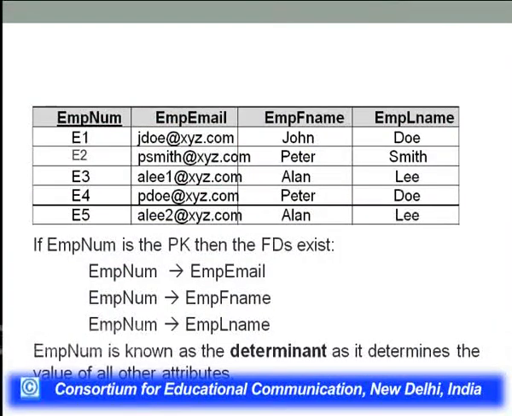Now, this is another table which we are seeing. Here we have employee number, employee email, employee first name and employee last name. So, in this case, if employee number is the primary key, then functional dependencies exist between employee number and employee email, employee number and employee first name, employee number and employee last name. Therefore, employee number is known as the determinant, as it determines the value of all other attributes.